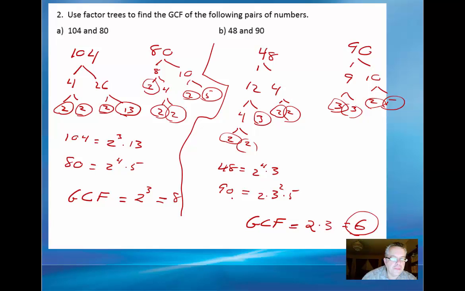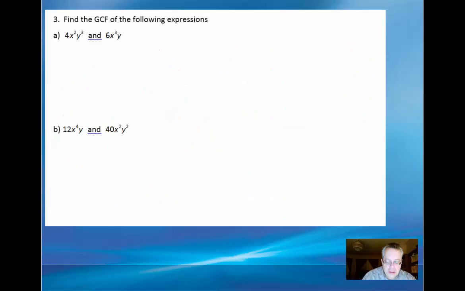All right, now we're actually more interested in greatest common factors of expressions, but the number part is kind of the hardest part, I think.